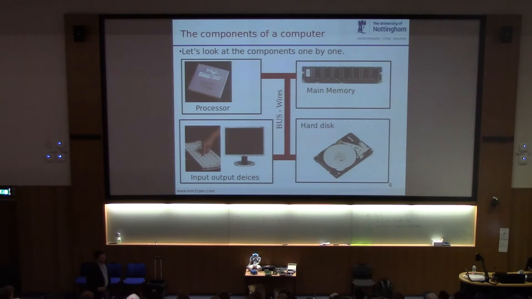Right, so this is what is in a PC in general. You've got a processor, and this is super simplified, by the way. You've got a bit of memory, so this is main memory. You've got a hard disk, and you've got some input and output devices, and connecting it all together, you've got something called a bus. Okay? So let's have a look at the main memory to start with.